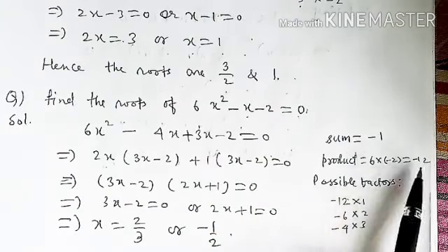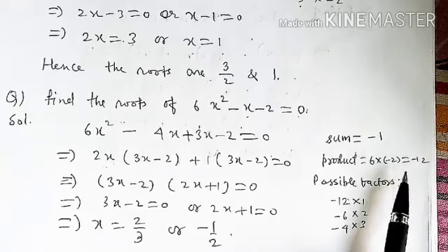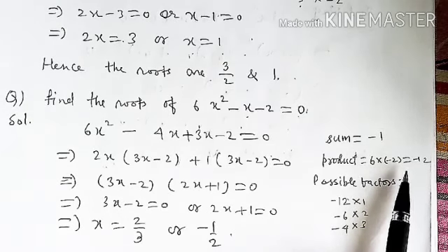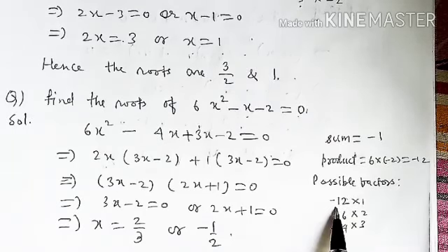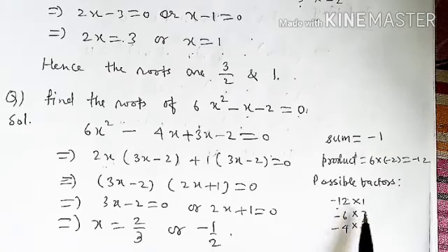So, we write two numbers such that the sum is negative and the product is also negative. This is possible only when one is positive and another is negative, and the bigger number should be negative so that the sum is negative. So we write 1 into minus 12. Here the sum is minus 11. 2 into minus 6. Here the sum is minus 4. 3 into minus 4. Here the sum is minus 1.